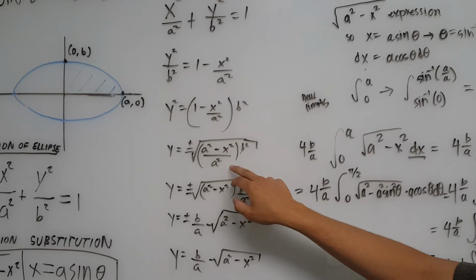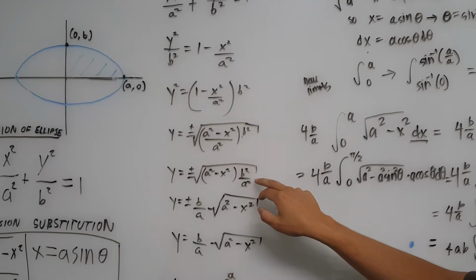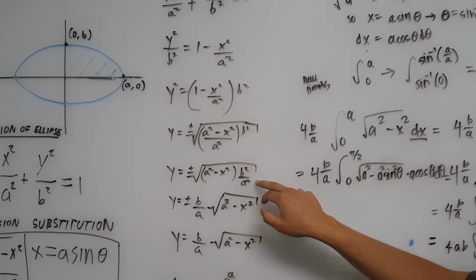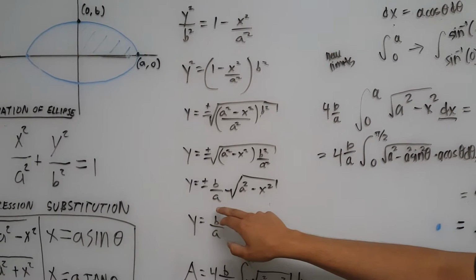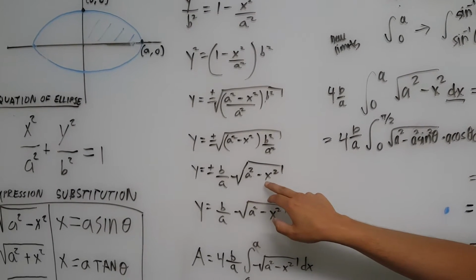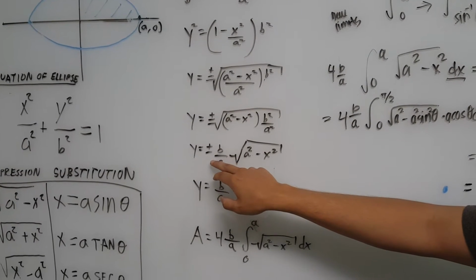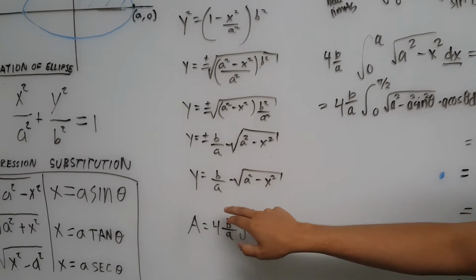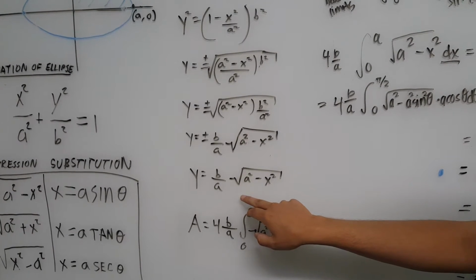Then I'm going to factor out a squared under the square root. And then I'm going to bring b squared over a squared out of the square root. And we're going to end up with y equals plus or minus b over a times the square root of a squared minus x squared. And since the area of an ellipse can't be negative, we go ahead and get rid of that and deal with the positive. Right, so this is our equation, y equals b over a times the square root of a squared minus x squared.